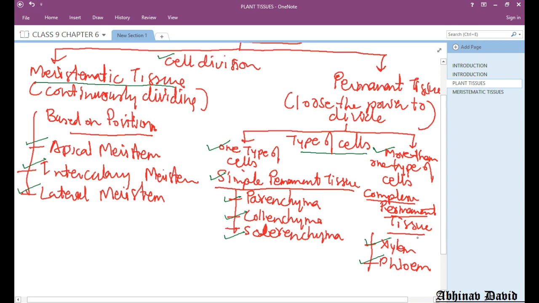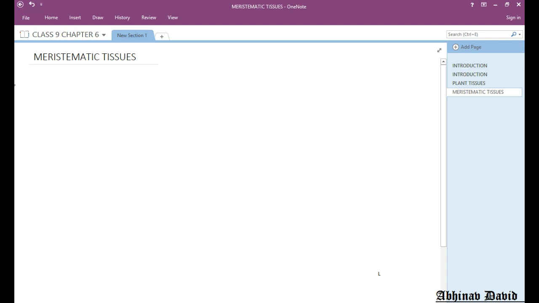Okay, now let us talk about the meristematic tissues. The next heading is meristematic tissues, and write this classification of plant tissues in your copy. Okay, and now let us move to the next heading, that is meristematic tissues. Now let us talk about meristematic tissues.